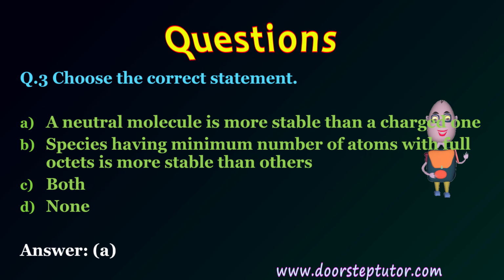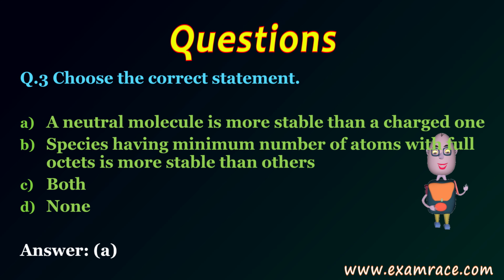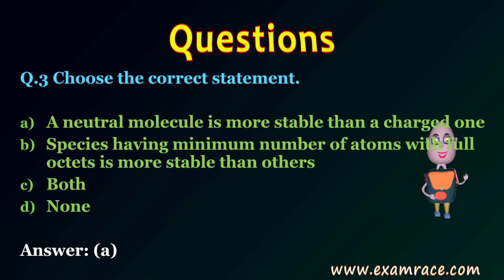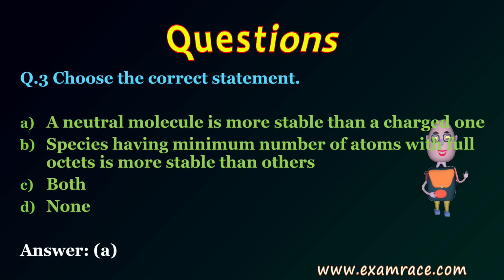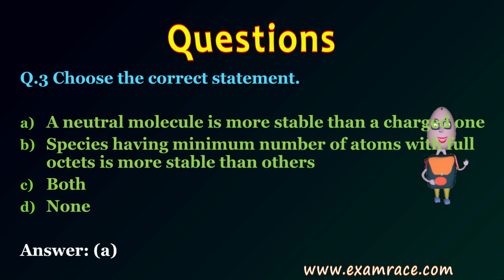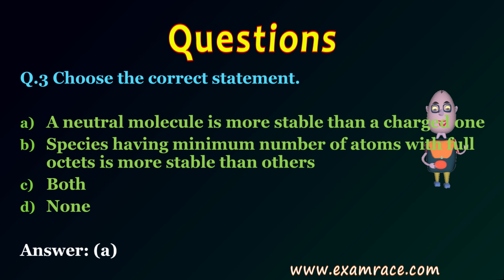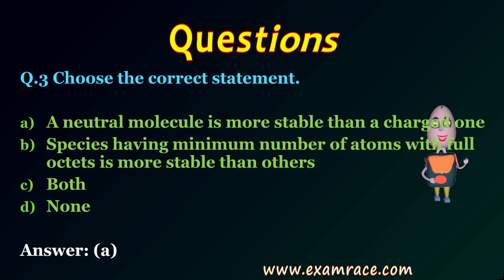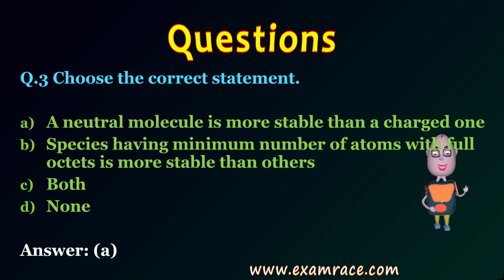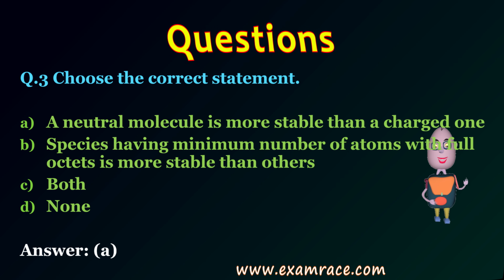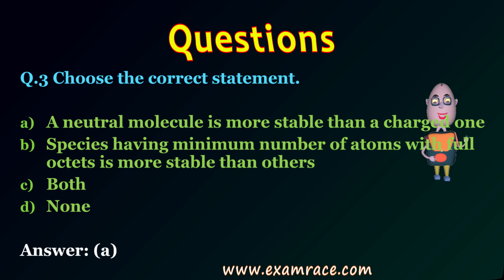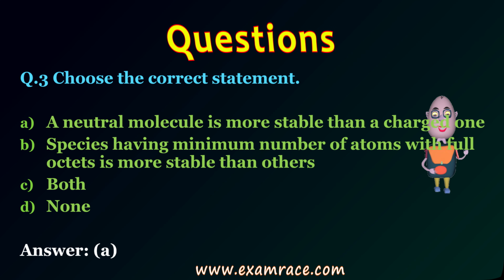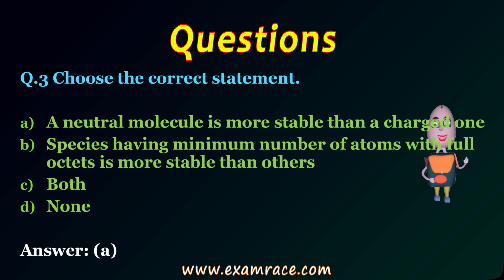Now third question is, choose the correct statement. A is, a neutral molecule is more stable than a charged one. This is right, obviously, but option B is saying that a species having minimum number of atoms with full octet is more stable than others. There should not be minimum, it should be maximum. Then this option would be correct. But here, only option A is the correct one.